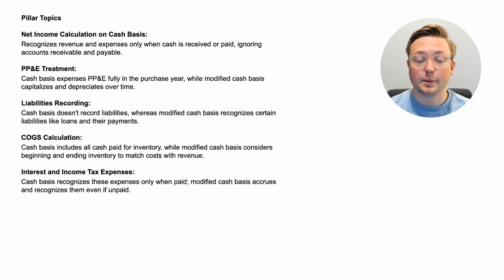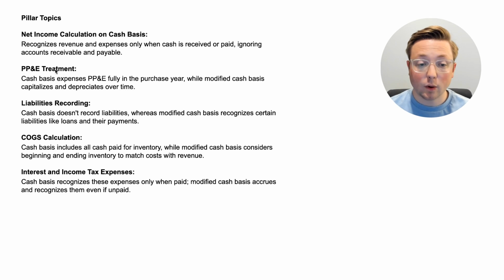All right, here we are at the pillar topics. Let's just go through it. Again, this is a basic summary of the most important things you learned. For the net income calculation on cash basis, very easy. It recognizes revenue and expenses only when cash is received or paid, ignoring accounts receivable and payable. Now, you can still use accounts receivable and payable to calculate the cash that you received, but accounts receivable and accounts payable don't themselves affect the cash.